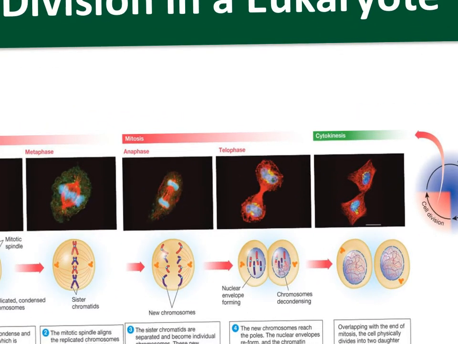Cytokinesis, where you have 2 cells. The DNA decondenses, and the cell goes back into interphase.